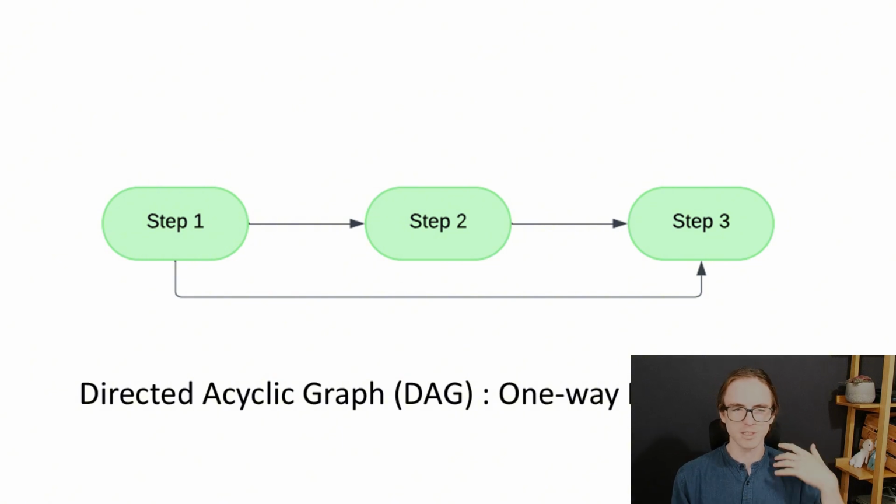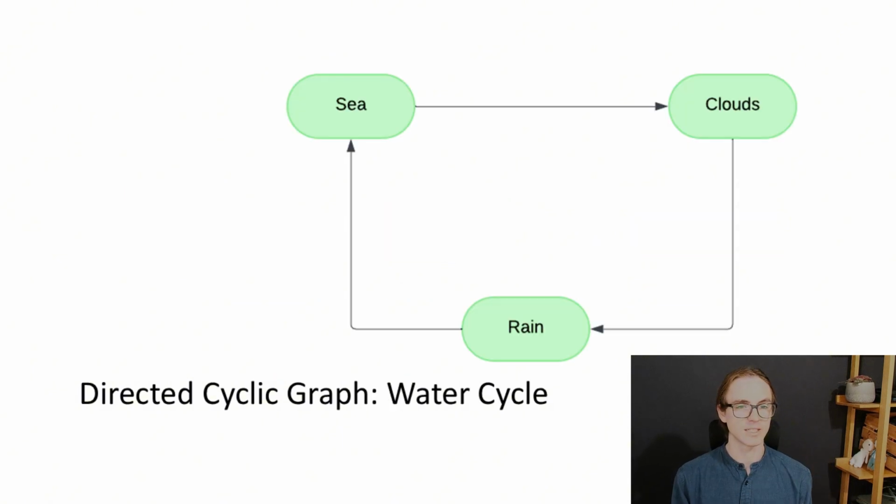Great, now what if we introduce cycles? That is now a directed cyclic graph. And the example here is the water cycle where it goes round and round forever. The water evaporates from the sea, turns into clouds, rains back into the sea. That can be represented as a directed cyclic graph.